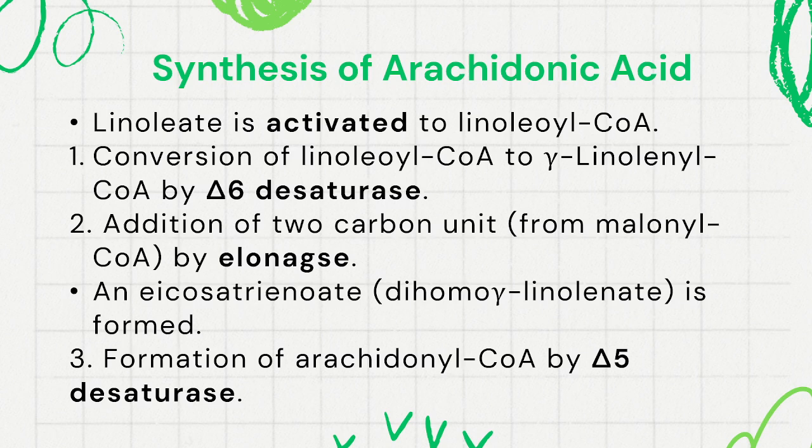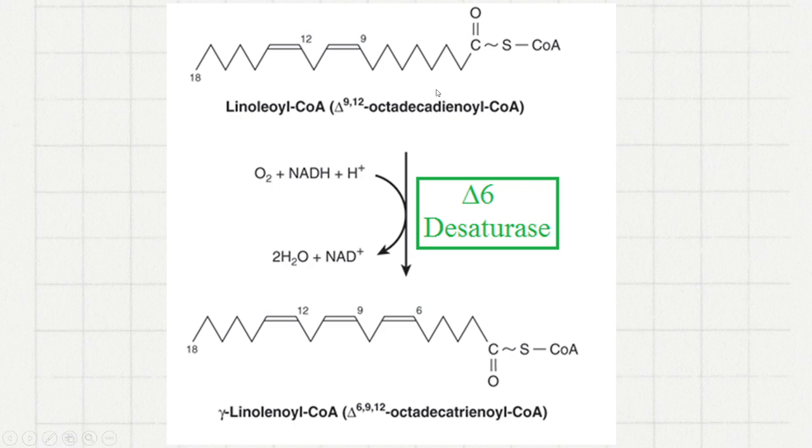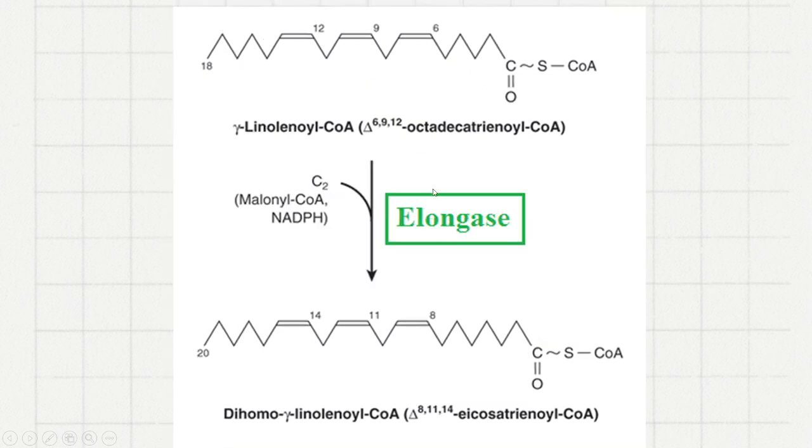To synthesize arachidonic acid, first linoleate has to be activated to linoleoyl CoA. As we said, CoA means this molecule is active and ready now to proceed for further reaction. Then a delta 6 desaturase will require, as we said, molecular oxygen and NADH to introduce this double bond at position 6, at delta 6, counting of course from the carboxyl terminus. And then an elongase will add 2 more carbon atoms, so instead of 18, now we have 20 carbon atoms.